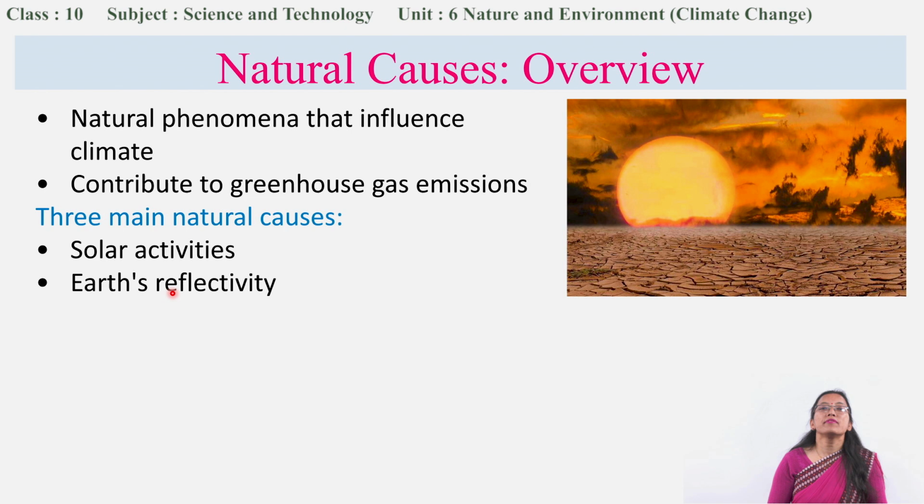And earth's reflectivity. That means when sunlight falls on the earth's surface, the light rays are reflected away from the surface of the earth. Okay, reflection takes place on the surface of the earth. That reflection also causes some effects on the climate.